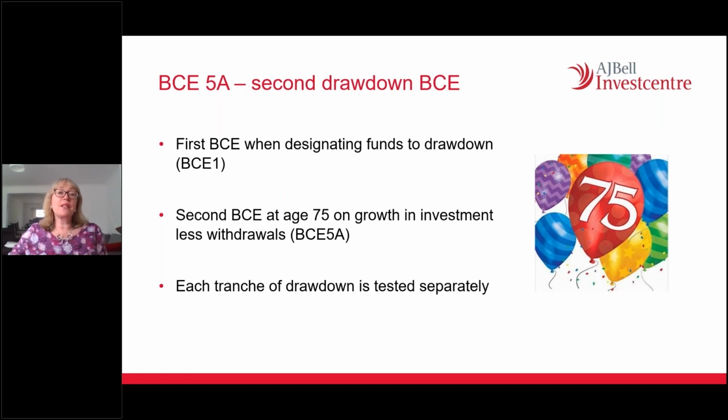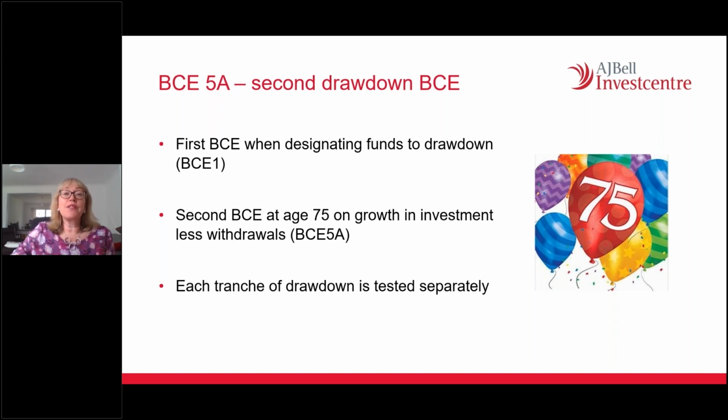I said I would come back to the second drawdown benefit crystallization event. HMRC was worried that people would move to drawdown soon after age 55 and have a benefit crystallization event test, but then not take any income, but enjoy full investment growth on their benefits and end up with a much bigger fund that isn't tested against the lifetime allowance.